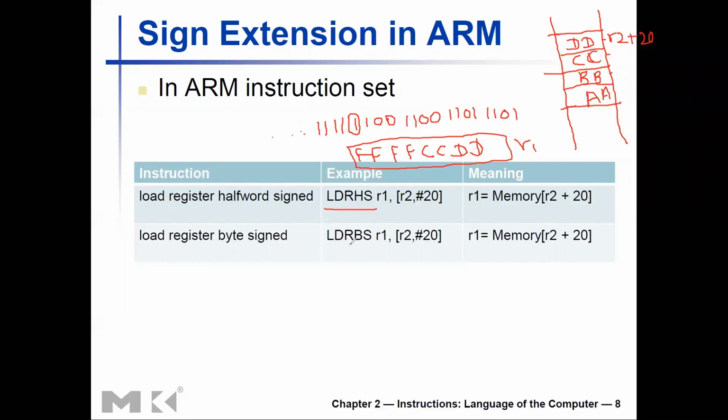And if it is just about LDRBS, which is load register byte signed, you will be loading only 1 byte and extending the sign. So you will take the byte stored at the R2 plus 20 location, which is in this example DD, and extend the sign there. So in DD also the sign bit is going to be, sorry, 1. So you have to replicate the 1 how many times? If it is the load register byte signed instruction, how many times do you need to replicate the sign bit?